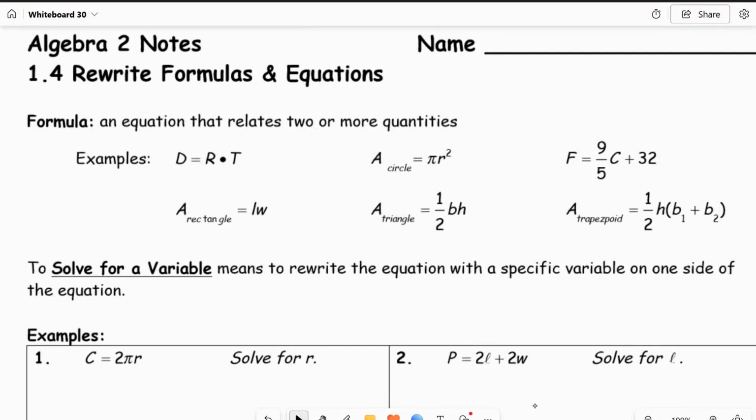Equations. Really, the deal with 1.4 is these are the literal equations that you guys were solving in Algebra 1. So remember, a formula is an equation that relates two or more quantities. There's a handful of examples below, calculating distance, area, and temperature. So to solve for a variable means to rewrite the equation with a specific variable on one side of the equation. So instead of solving for a number, we're just rewriting our formula to solve for a variable.